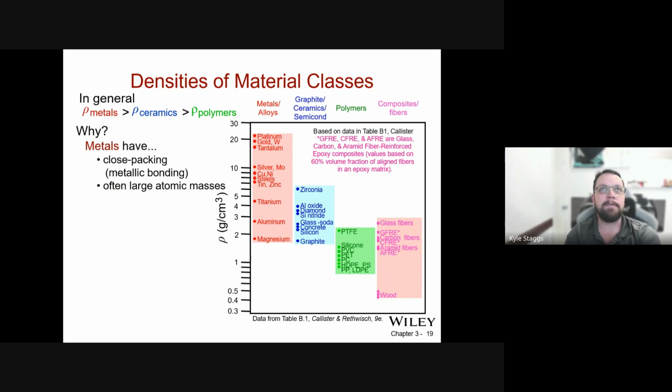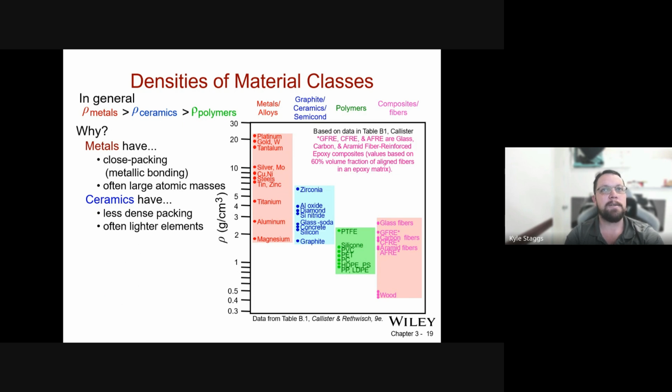The metals have very close packing arrangements. So we've talked about that. Very often they're going to be BCC or FCC, so body-centered cubic or face-centered cubic typically. So they often have large atomic masses as well.